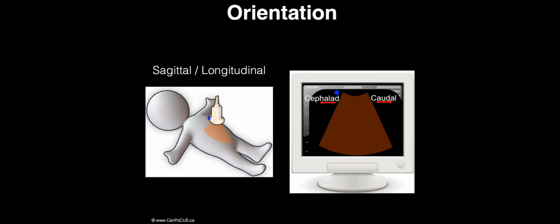In the sagittal plane, the transducer orientation marker is orientated towards the head. In a standard setting, the screen orientation marker is normally situated in the top left corner. The left of the screen is therefore cephalad, and the right of the screen is caudal. In the coronal plane, the transducer orientation marker is also pointed towards the head. The left of the screen remains cephalad, and the right of the screen is also caudal.